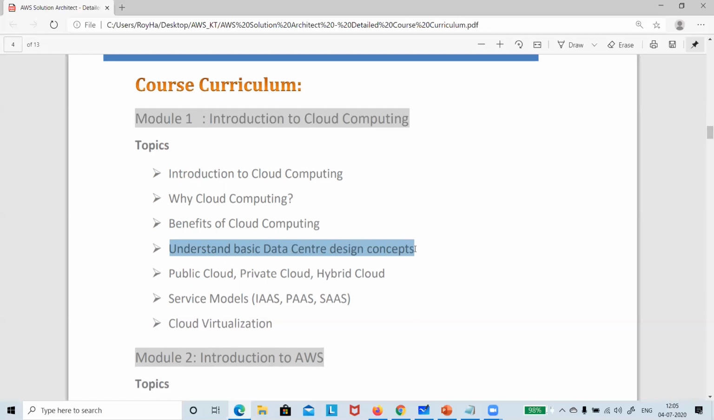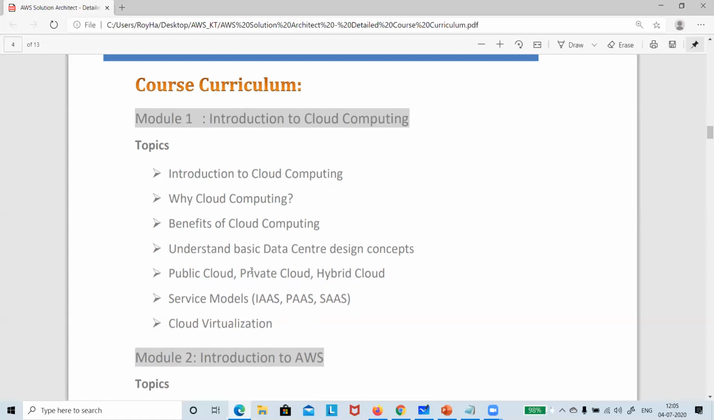right? Yeah, this one not fully. Okay. So, data center design. That's okay. Then comes public cloud, private cloud, and hybrid cloud. So we will take up this particular topic, and then we'll discuss service models and cloud virtualization. Maybe here or there I may be touching some other point first and then some other point later. The sequence may be a little bit different depending on the flow.